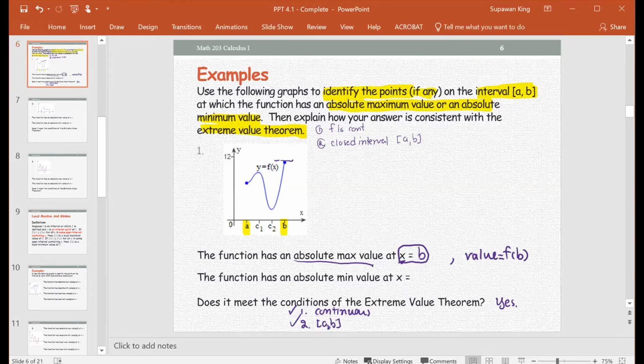Next, for the absolute minimum value, the lowest of the graph is at x equals C2. That will give you the absolute minimum, or the lowest of the entire graph within the interval AB. And the value is the function at C2. That's how you answer it. The problem might ask you to put the value as the answer or put the x as the answer. So read the problem carefully to see what form the answer has to be in.